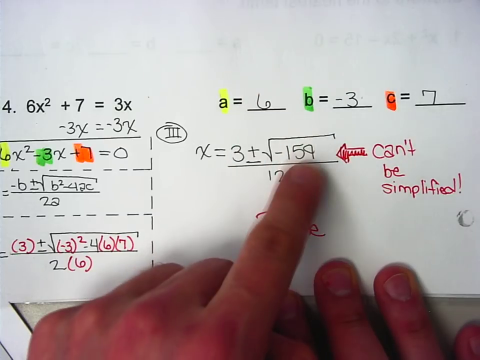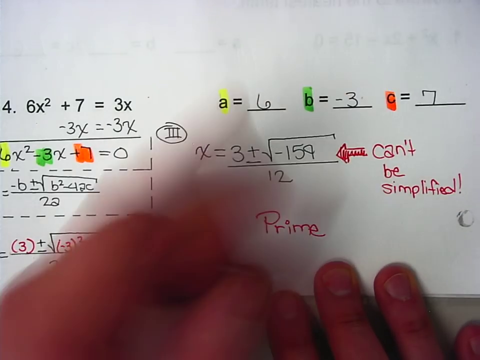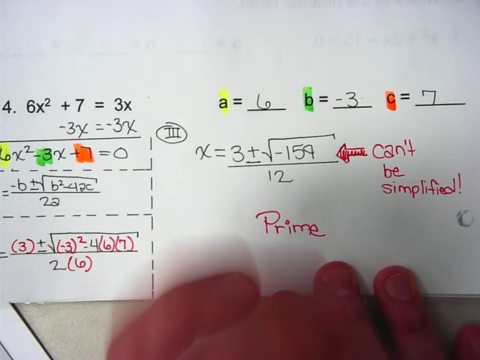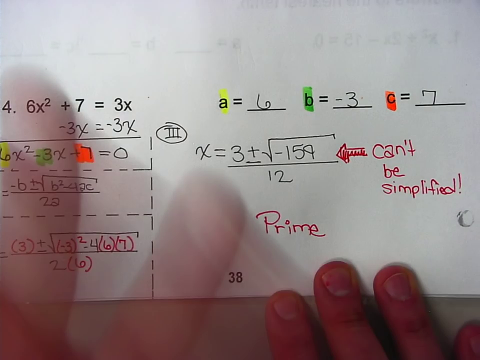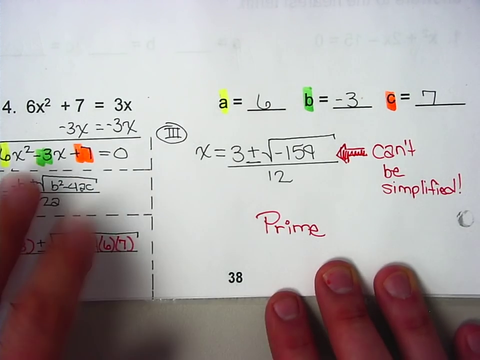So if you see a negative number under your square root or underneath your radical symbol, it can't be simplified, and we refer to the equation as prime, and you stop there. There's no solution. All right, so those are your 4 examples.